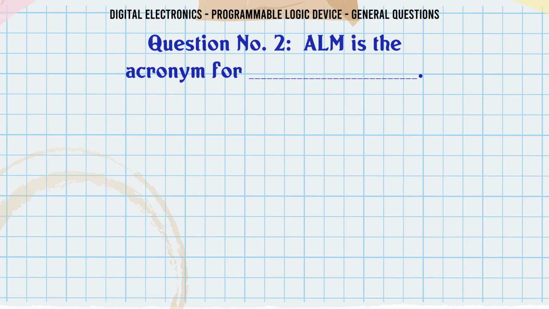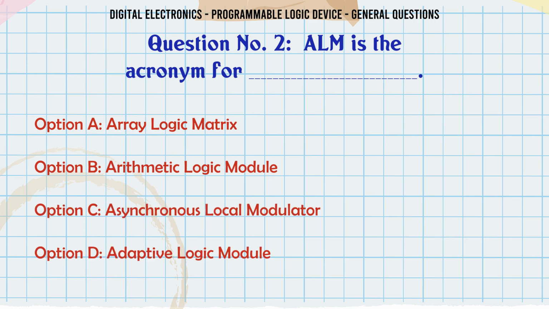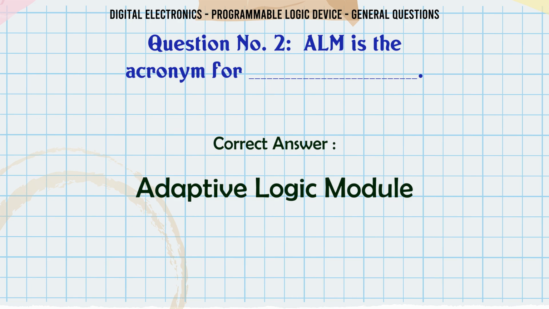ALM is the acronym for: A. Array logic matrix, B. arithmetic logic module, C. asynchronous local modulator, D. adaptive logic module. The correct answer is: adaptive logic module.